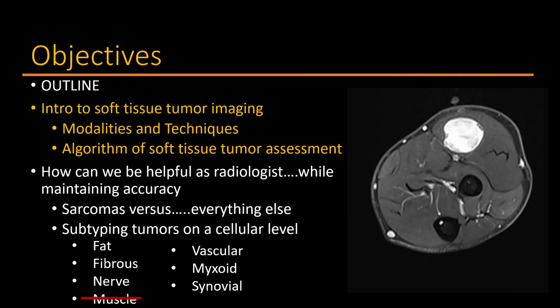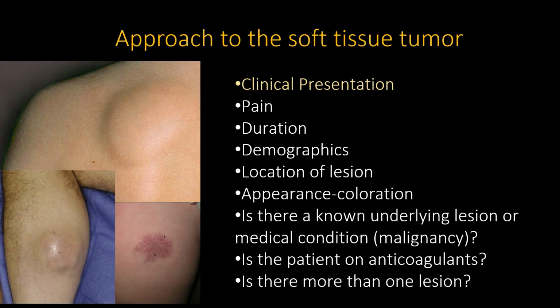I'm not going to talk about muscle, which is your leiomyosarcomas and rhabdomyosarcomas, and I'm not going to talk about vascular. It's just the bad tumors in these categories. They don't really have a lot of specificity to the imaging. And then benign vascular tumors is just too broad a topic, so we're going to exclude those for now.